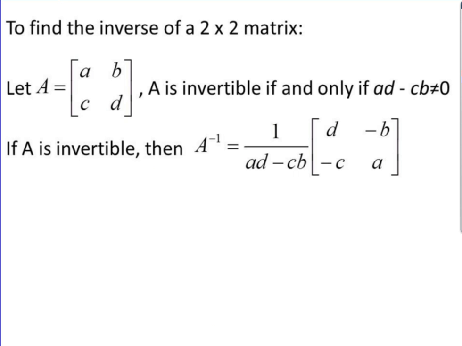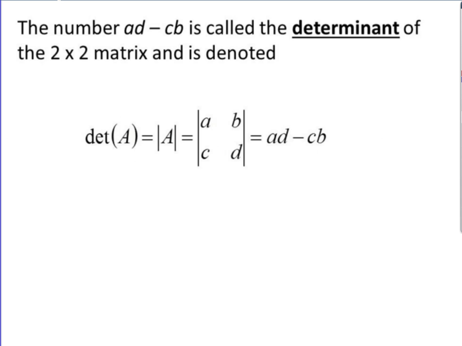To find an inverse of a 2 by 2 matrix, if our original matrix is A, B, C, D, we first have to check that AD minus CB is not equal to 0. This is actually called the determinant of our matrix. We can write the determinant as the determinant of A, or between absolute value signs, or you can write the entire matrix inside the absolute value signs. But your determinant is AD minus CB. If that determinant value is not 0, then there will be an inverse.